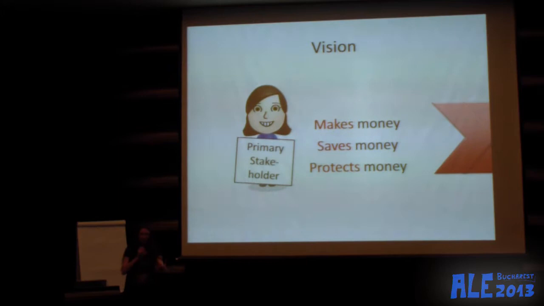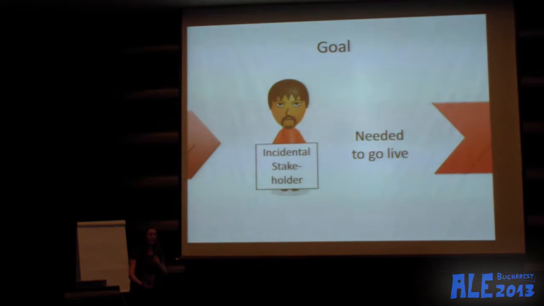But to get this vision live, there are other stakeholders involved. And these other stakeholders have their own goals. They might be goals around security, they might be legal things, might be auditing if you're doing trades. If you're the Guardian and you want to comment on an article, they might be the moderator who has to worry about spam. But they have goals that need to be met before you can go live.